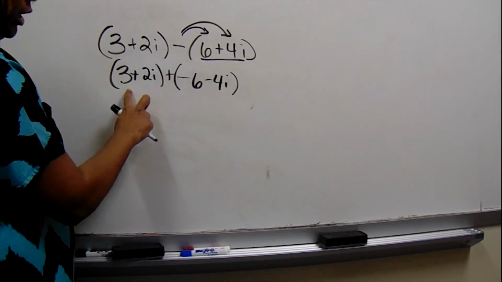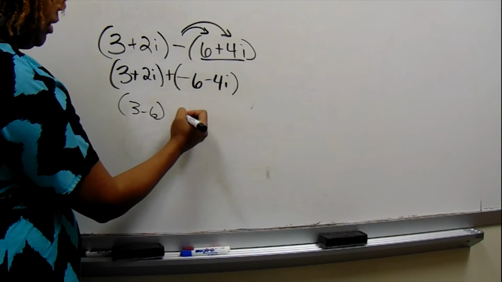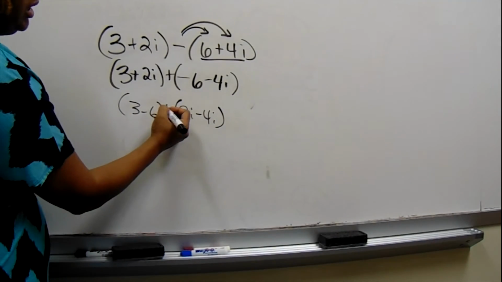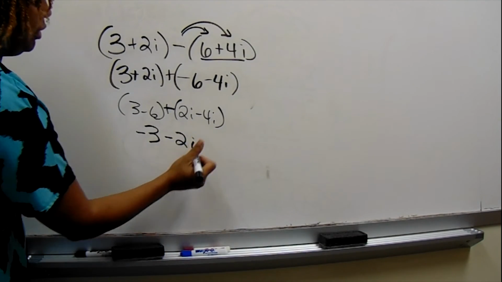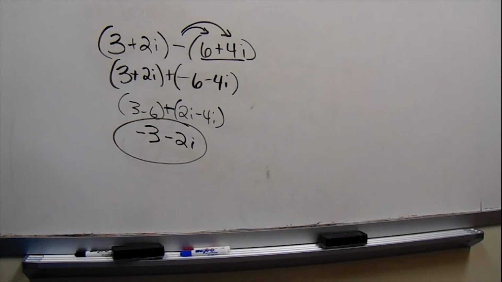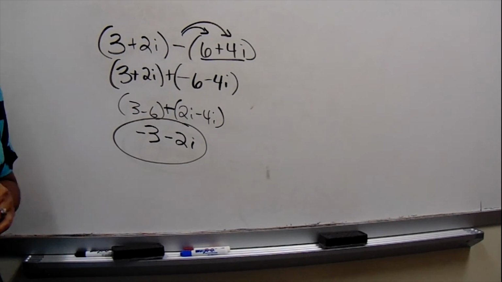And now you combine your like terms. So 3 minus 6 and 2i minus 4i. Essentially, it's the same as what we did before. It's just thinking of it in different terms. And so negative 3 minus 2i is your final answer, which is what we got earlier. So this is how you add and subtract complex numbers. Basically, you add the real parts or subtract the real parts, and add the imaginary parts or subtract the imaginary parts.